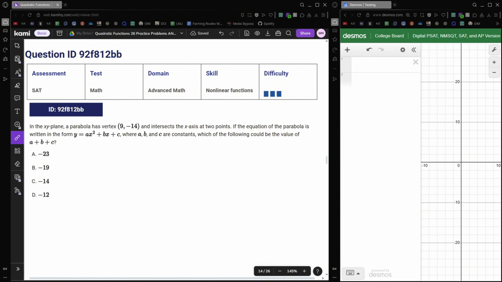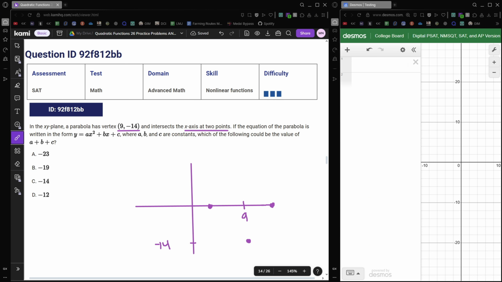Question number 14. In the xy plane, a parabola has a vertex at that point and intersects the x-axis at 2 points. If the equation of the parabola is written in the form of that, where a, b, and c are constants, which of the following could be the value of a plus b plus c? First up, they tell us that the parabola has a vertex at (9, -14) and intersects the x-axis at 2 points, so it has 2 x-intercepts. So theoretically, we can say it intersects the x-axis at this point and at this point.